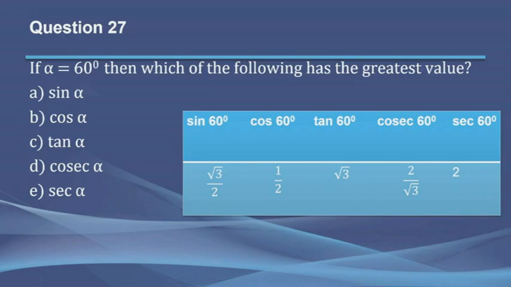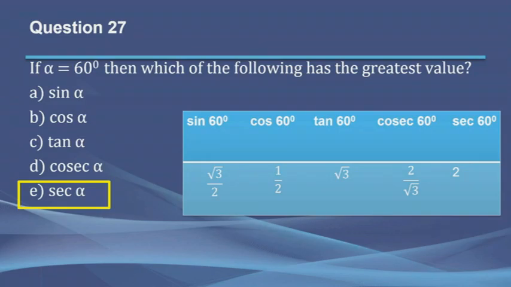So here is the table. Sin 60 degrees, so here they are given the values. If you know the sin and the cos, by dividing sin by cos you can find the tan, and again 1 over sin is cosec and 1 over cos is sec. You can find the values. If you look at the table, you can see that the sec has the highest value, so our answer will be sec alpha, that means the final answer, answer E.